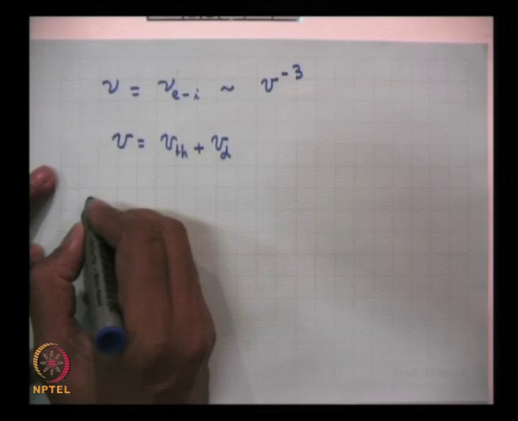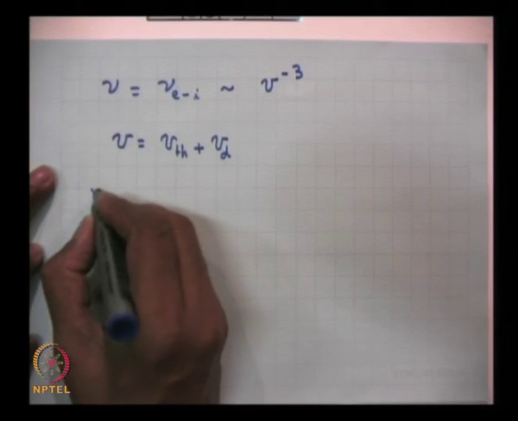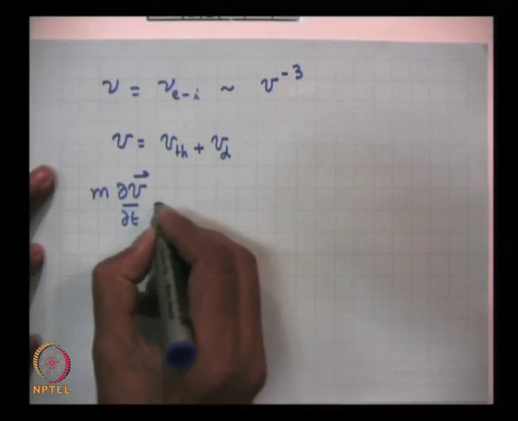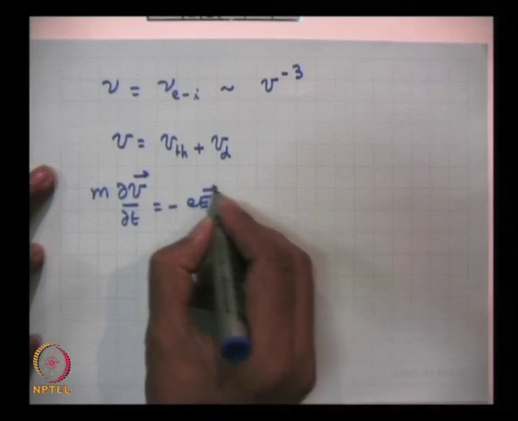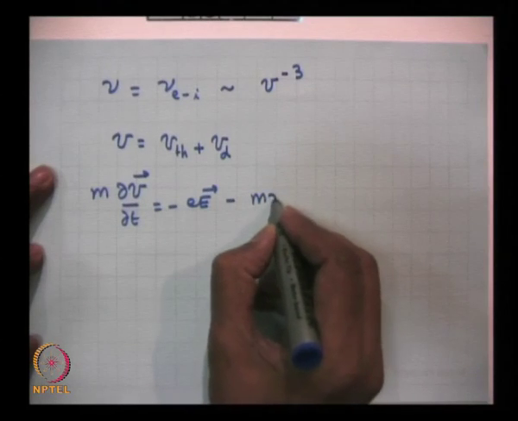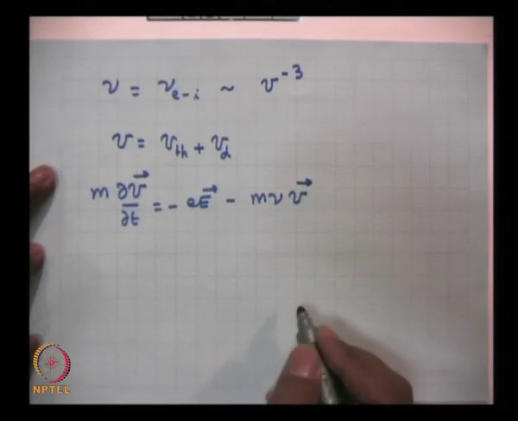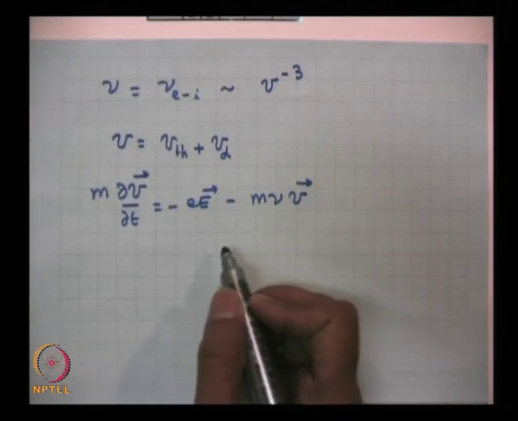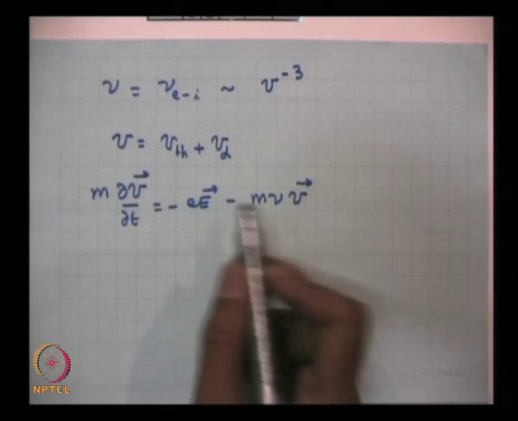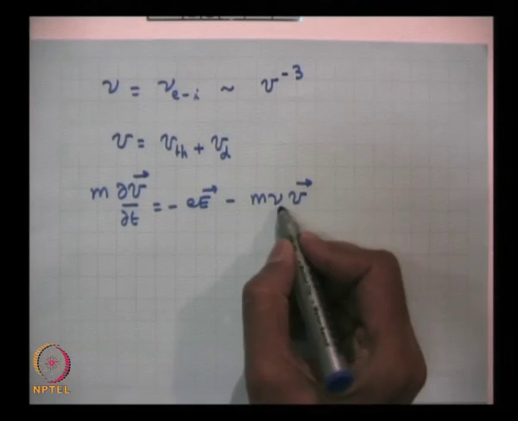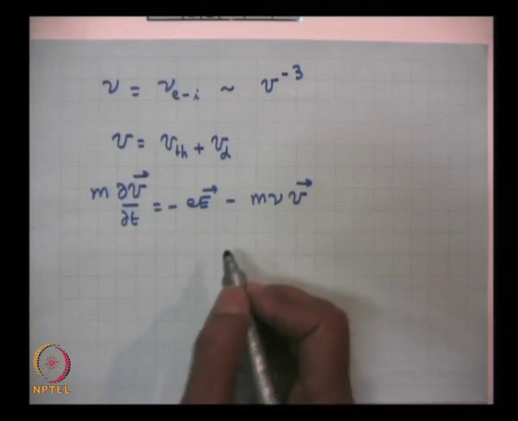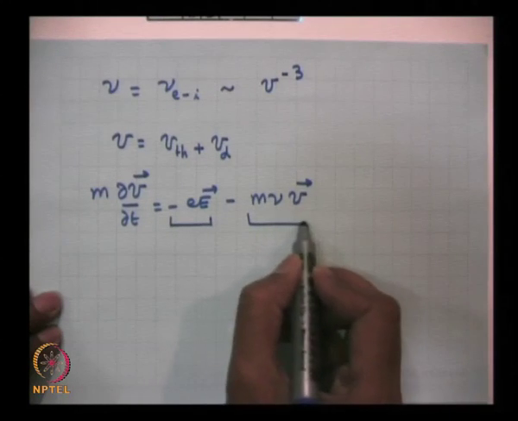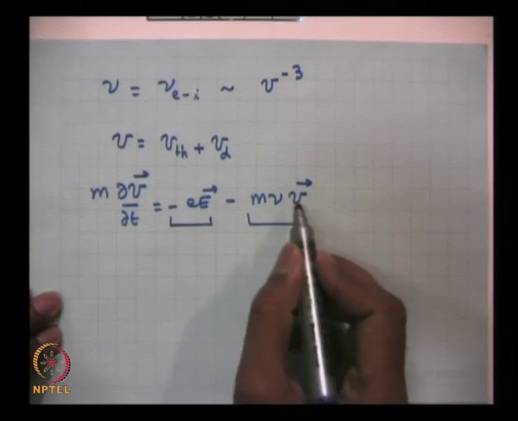Now, please examine the equation of motion. m delta v by delta t is equal to minus E e minus m nu v. This is the equation of motion for an electron in the presence of a DC electric field, which does not change with position, which is a constant in time. Nu is the collision frequency. In the steady state, we want that this electric force should be balanced by the collisional drag force. Let us plot the collisional drag force.